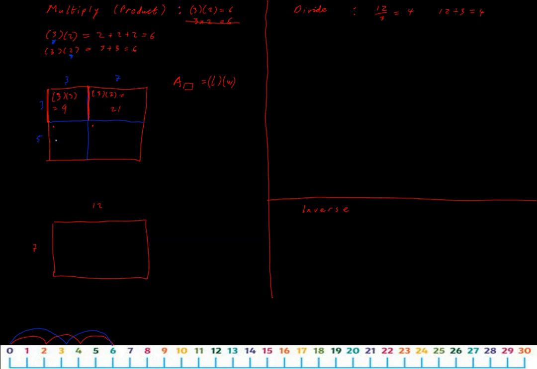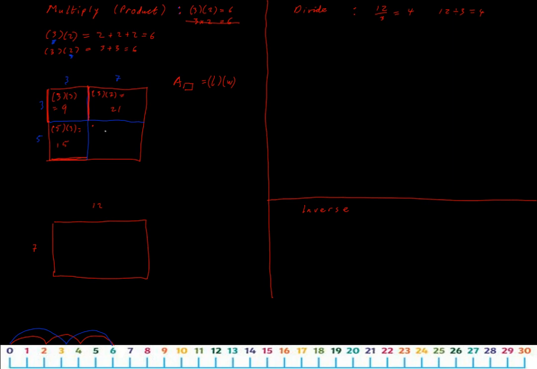I can do the same thing here. What must be the length here? I have 5. And what must the length in here be? It must be the same as my length up here. It must be 3 as well. So I'll have 5 by 3, which is going to give me 15.